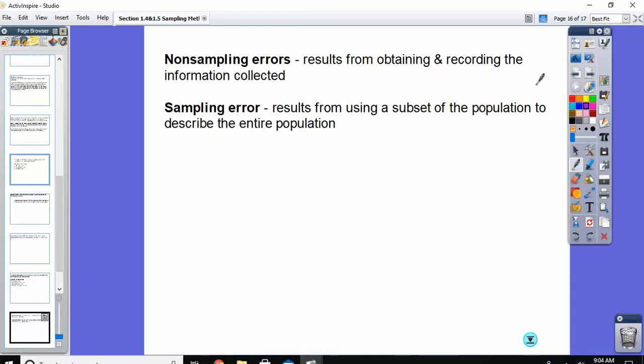When we talk about the different errors that we see, there are 2 types of that: sampling and non-sampling. A non-sampling error isn't that the problem was the group you chose, it happens because of how you obtain and record your information.